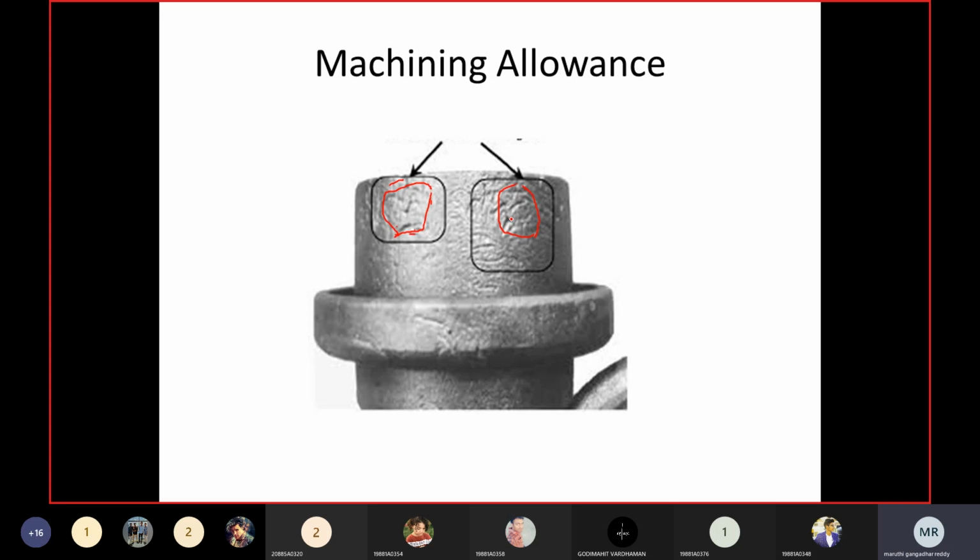But here you can observe, if you use a sand casting process, such kind of defects will be formed on the top surface of the workpiece. Again we have to choose the secondary manufacturing process called grinding. Again we have to perform the grinding operation in order to get the desired amount of dimensional accuracy as well as surface finish.